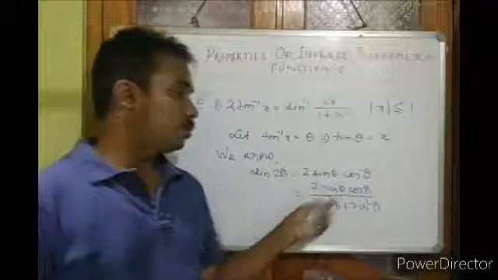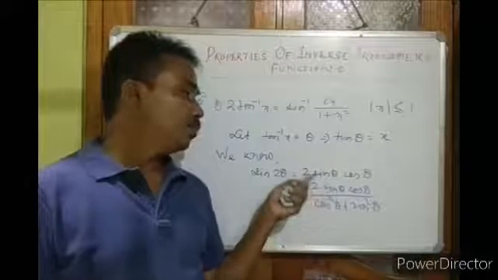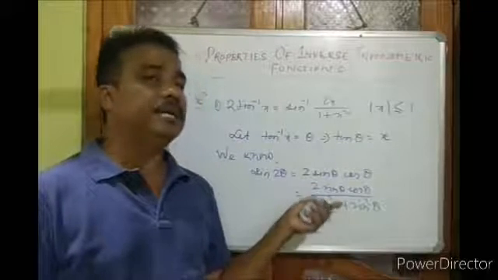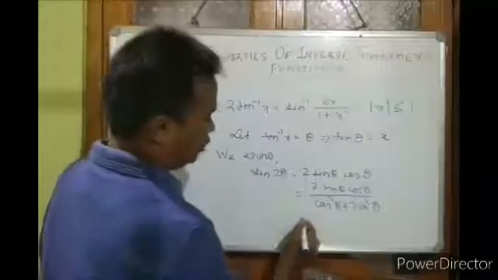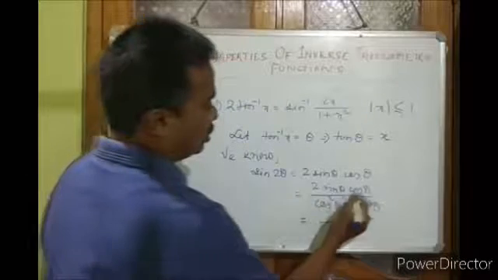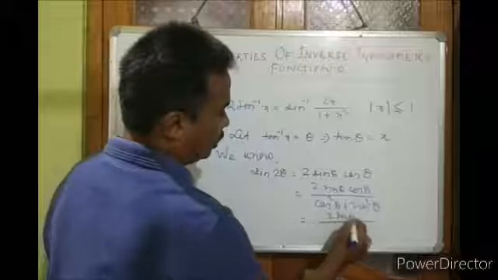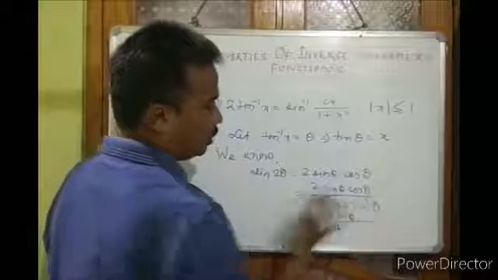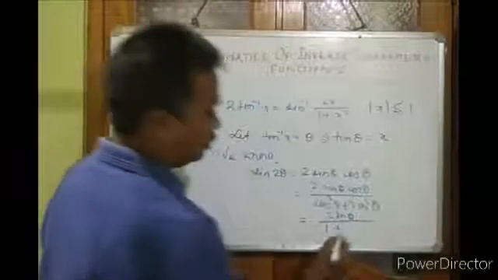2 sin theta cos theta, because cos square theta plus sine square theta is equal to 1. Now if we divide the numerator and denominator both by cos square theta, then we get the required identity. What is that? If we divide both numerator and denominator by cos square theta, then this cos theta will cancel, so it will become 2 tan theta, and cos square theta divided by cos square theta is 1, and sin square theta divided by cos square theta is tan square theta.